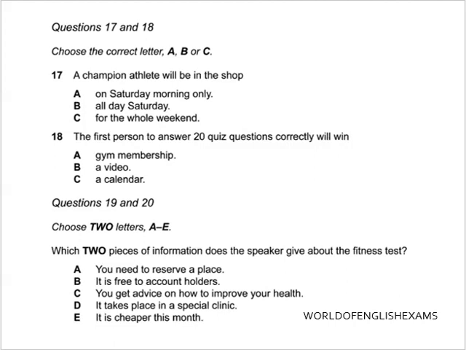So here also we are able to see 3 options, which means that you have to select one right option from them. Now let's proceed to questions 19 and 20. If you observe the instructions, they are telling us to choose 2 letters A to E. The question also reads, which 2 pieces of information does the speaker give about the fitness test? And there are 5 options which are listed.